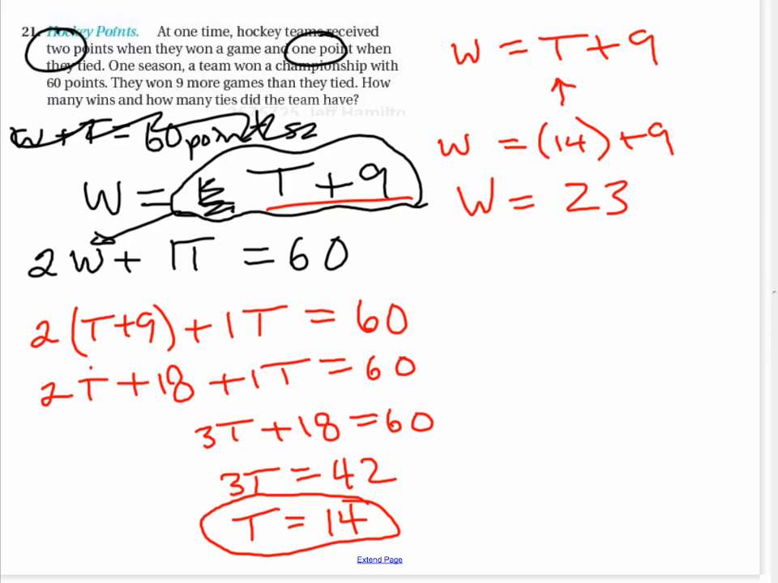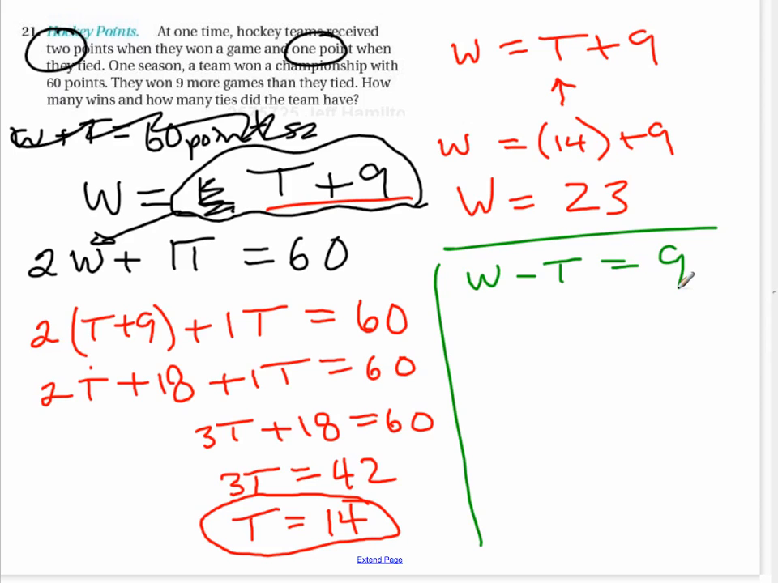Let me just do it with elimination too, just because I like elimination. So I'd have to rearrange that first equation. I might rearrange it as W minus T is equal to 9, and the second one is 2W plus T is equal to 60. Notice in this case the T's have the same coefficient, one's minus and one's plus, so I can add the two equations.